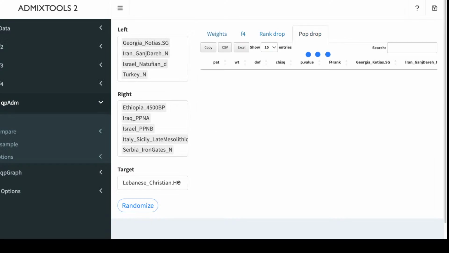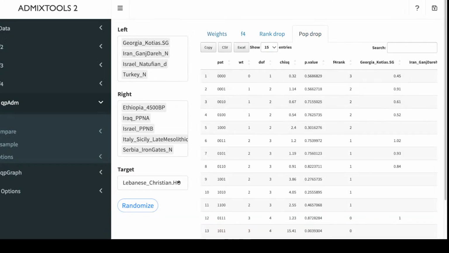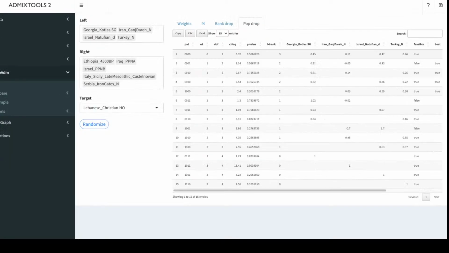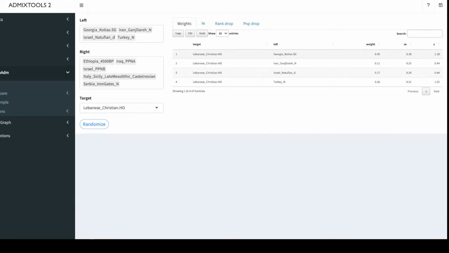So you see the different possibilities of the admixture. These are the best possibilities that I came up with, based off of the standard error. That's the lowest standard error that I got.